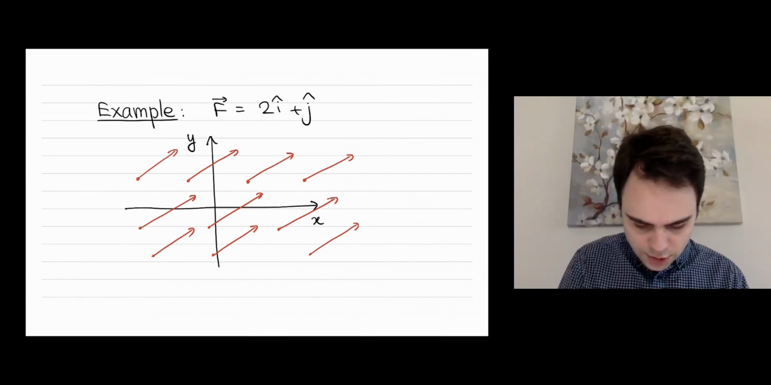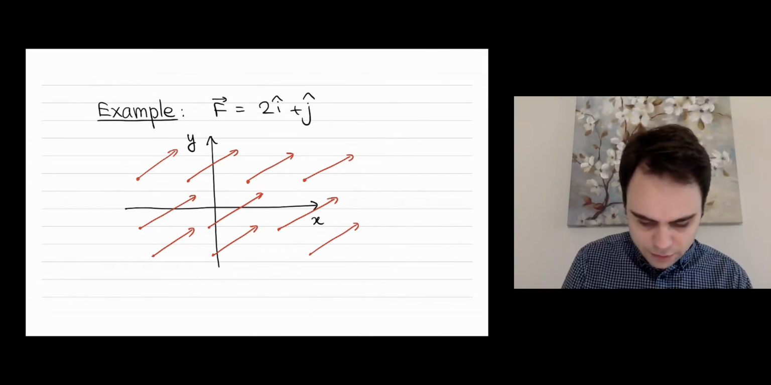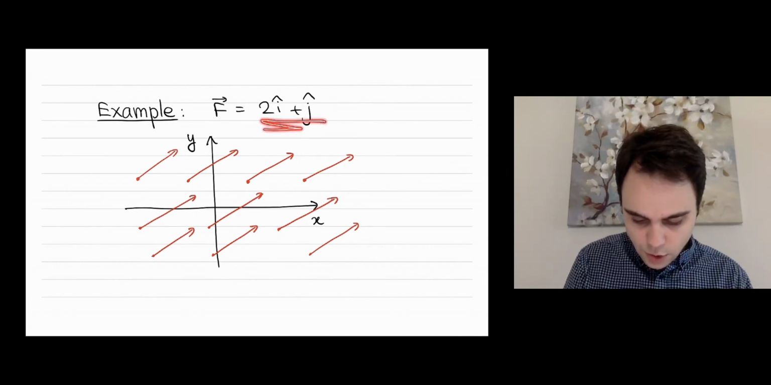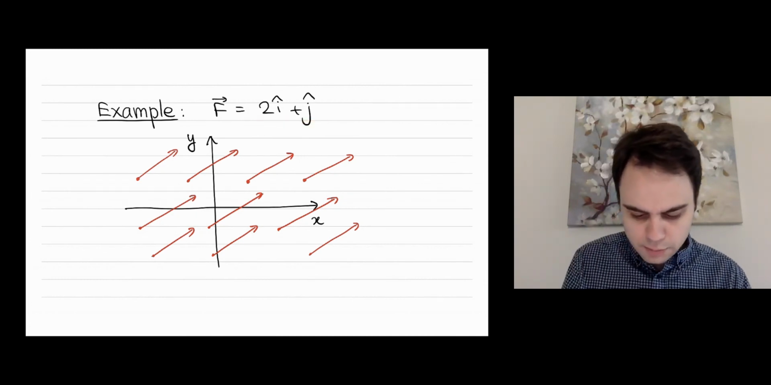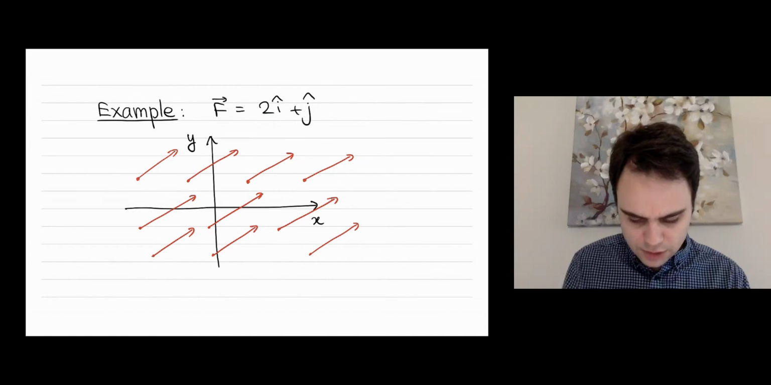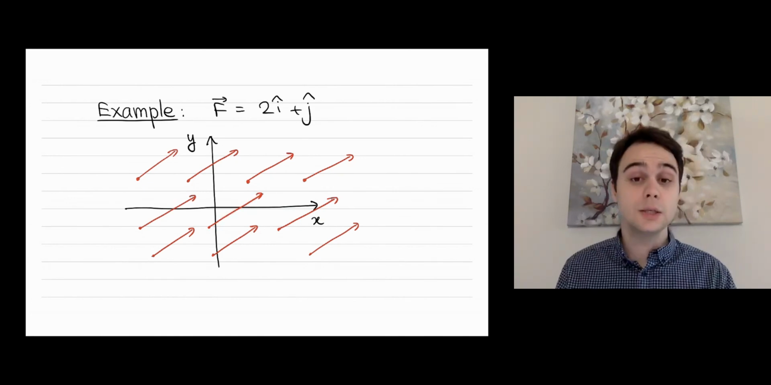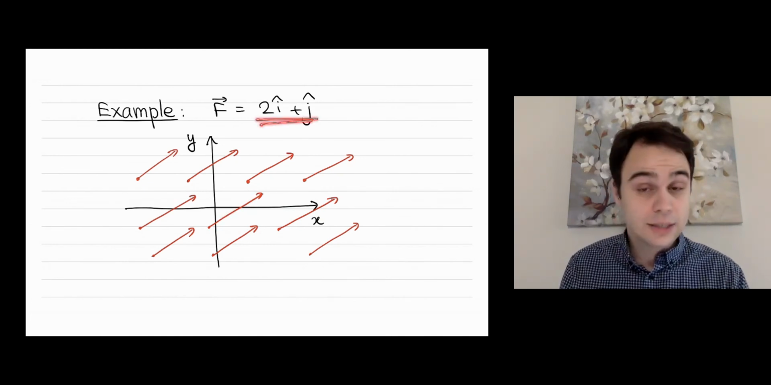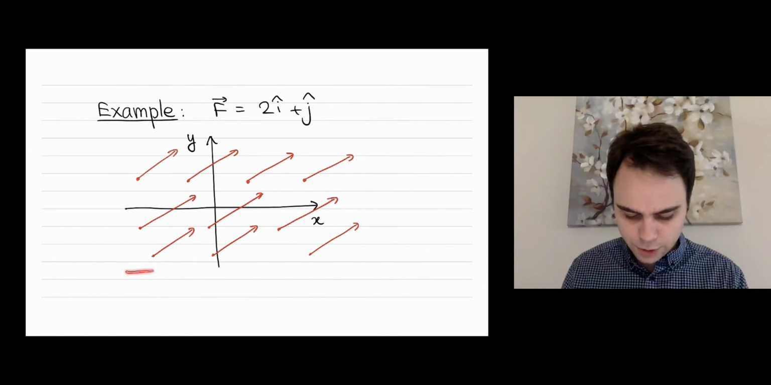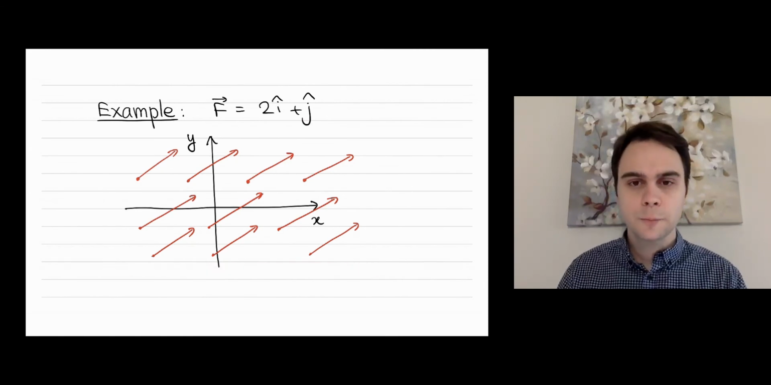Here's a simple example of a vector field. F is always the vector 2i plus j, which means you go 2 units to the right and 1 unit up. It's always the same vector at each point in space, because the right-hand side doesn't depend on x and y. So you get a picture like the one you see.